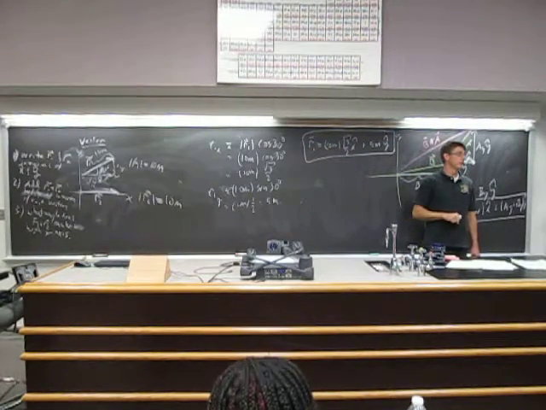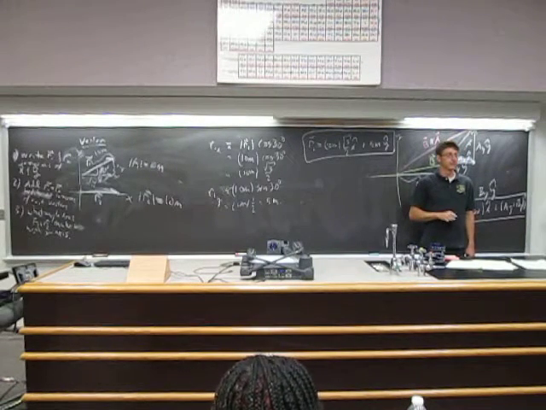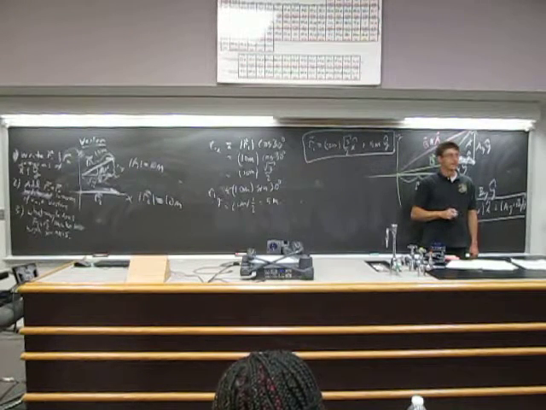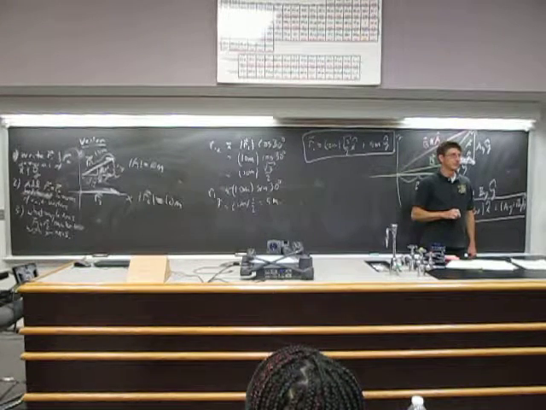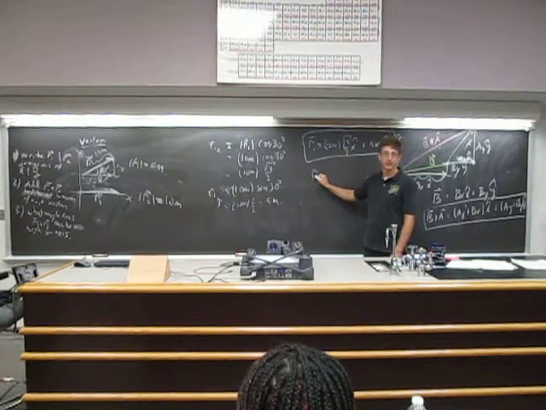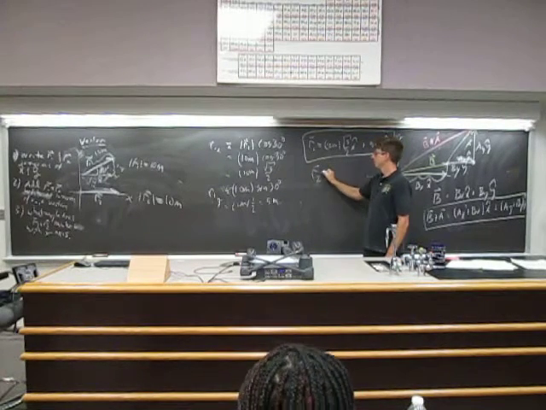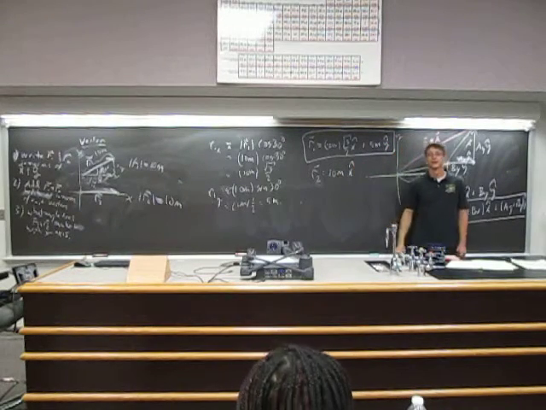Written in components. Okay, how about R2? That's easy. It's going to be just 10 and x hat. That's it? It's all in the x direction, right? So it has a length of 10 in that direction. So R2 would be 10 meters x hat. Okay?